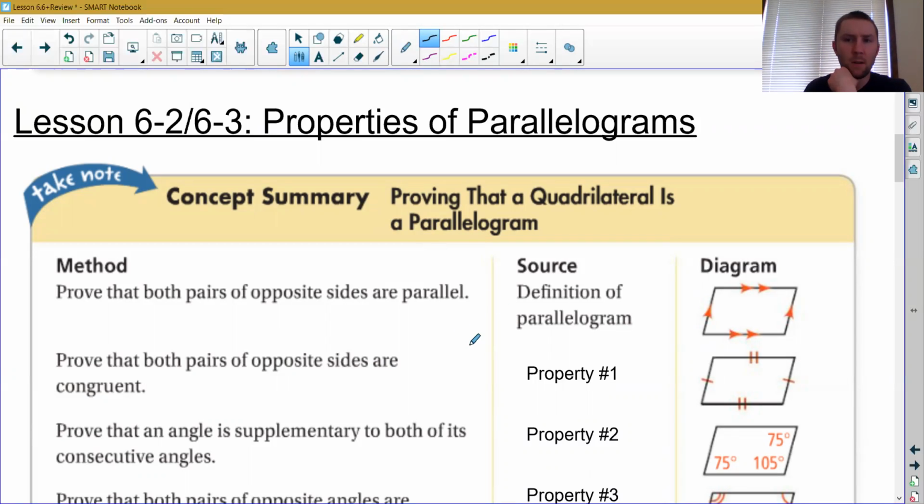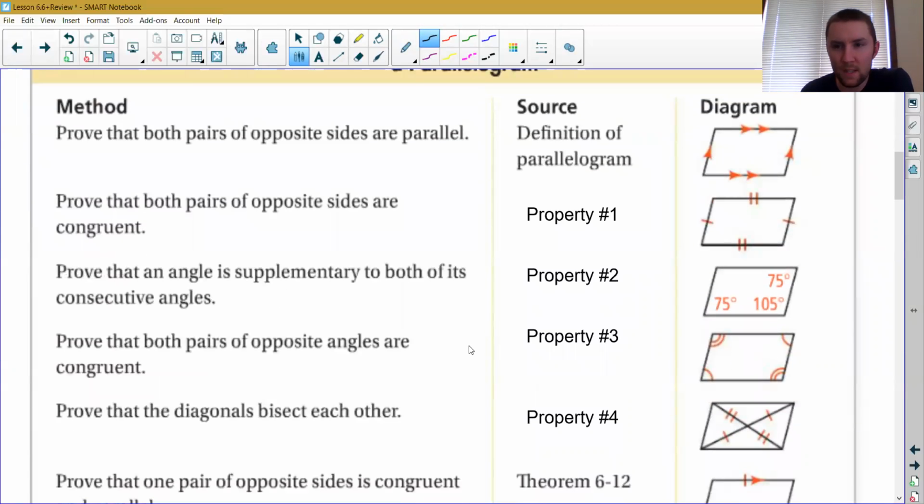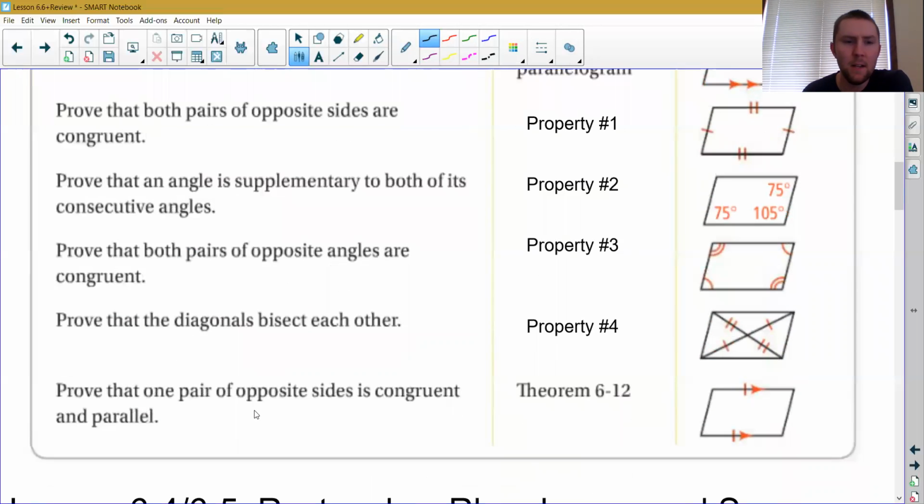And then this concept summary comes from section 6.3. And it shows you the 6 different ways that we had to show or to prove that something is a parallelogram. We had the definition that both pairs of opposite sides are parallel. We had the 4 properties about opposite sides being congruent, consecutive angles supplementary, opposite angles being congruent, the diagonals bisecting each other or cutting each other in half. And then we had this one theorem that said if we prove that one pair of opposite sides is both congruent and parallel, that's enough to show that that's a parallelogram.